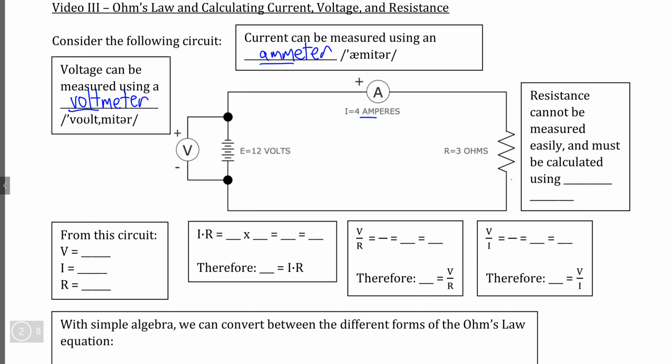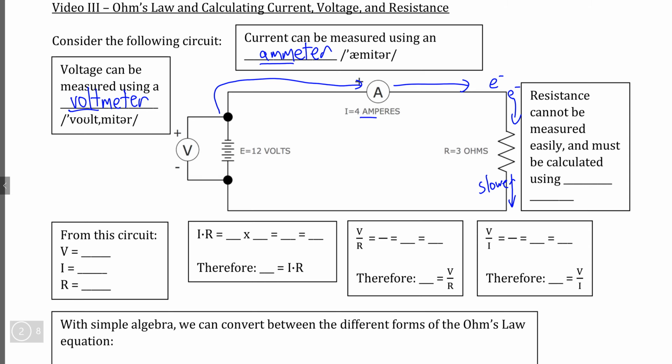Now, the problem comes with being able to measure resistance, because remember that resistance tells us how much the current is going to slow down. So if we draw the pathway of electrons as they move from the anode through this resistor here, we know that the current is going to be slower on this side because the electrons are moving through a resistor, which is therefore going to slow things down.